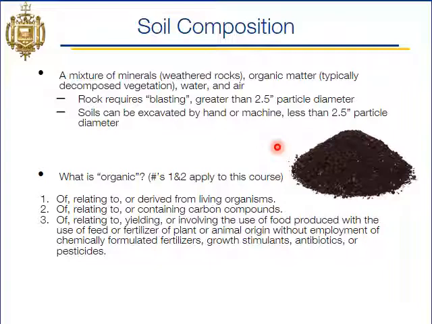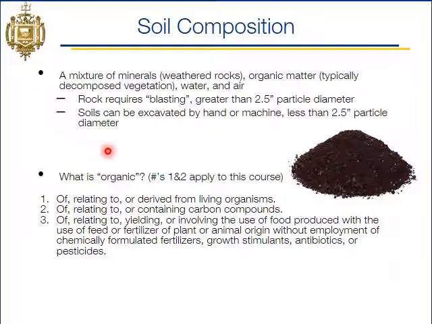The difference between soils and rock is that rock is a large piece, greater than 2.5 inches in diameter. If we get a particle that is smaller than 2.5 inches in diameter, that's going to be a gravel, so a soil. Anything that's greater than 2.5 inches in diameter is still rock.